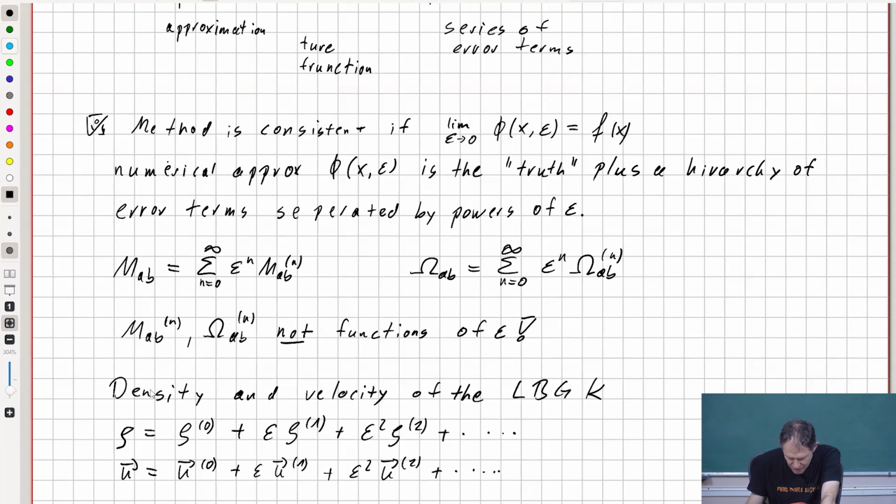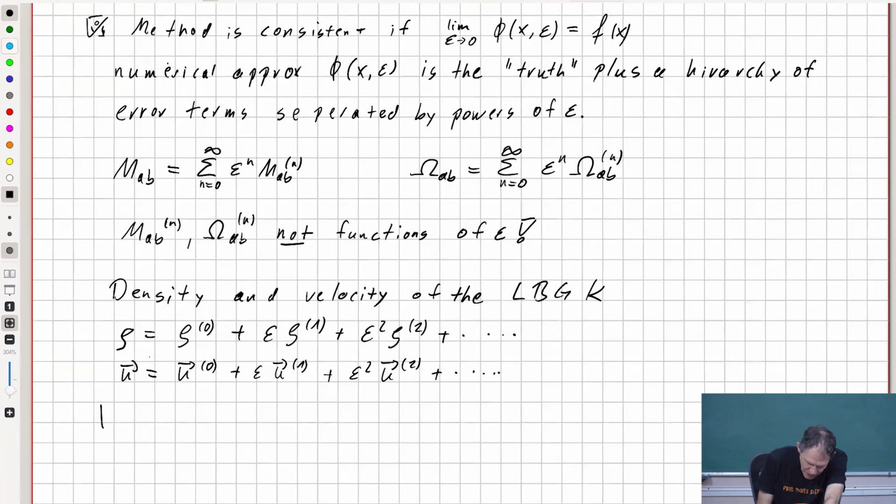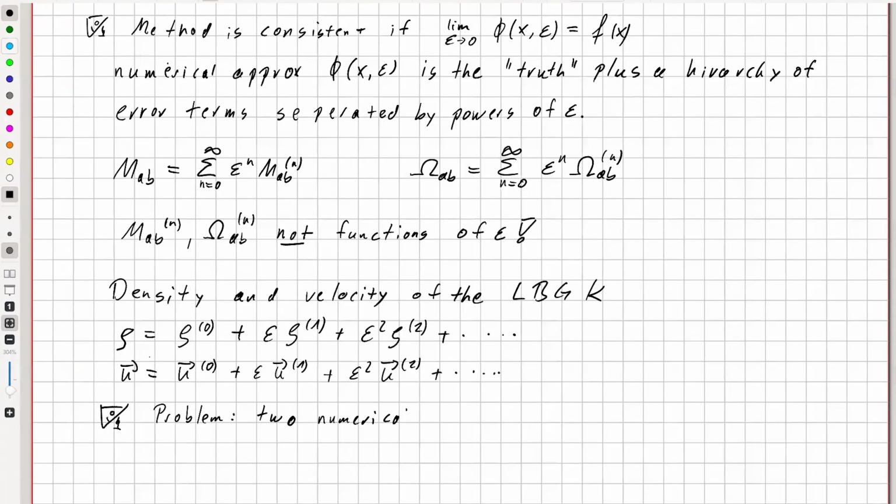So now this is our ansatz. Now we have to deal with one problem that I've just mentioned. We have two numerically small parameters. Now, this small parameter, basically error is cost, right? Error is a cost.